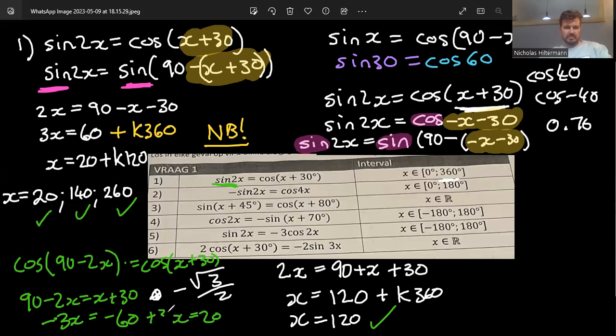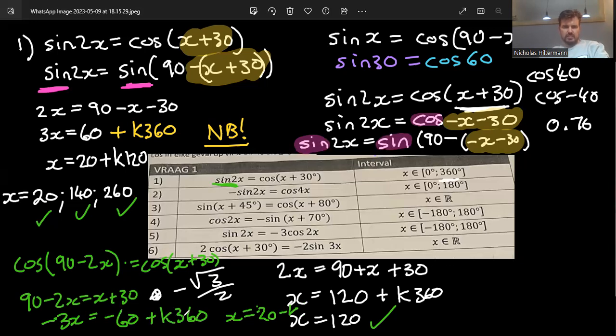Plus K360. And you see, when we divide through by -3, we get x equals 20 plus K120 when I divide it by 3. I can say minus K360, but I don't. Because K is an integer, if it's minus K120, I just put in a -1 to get the K120.